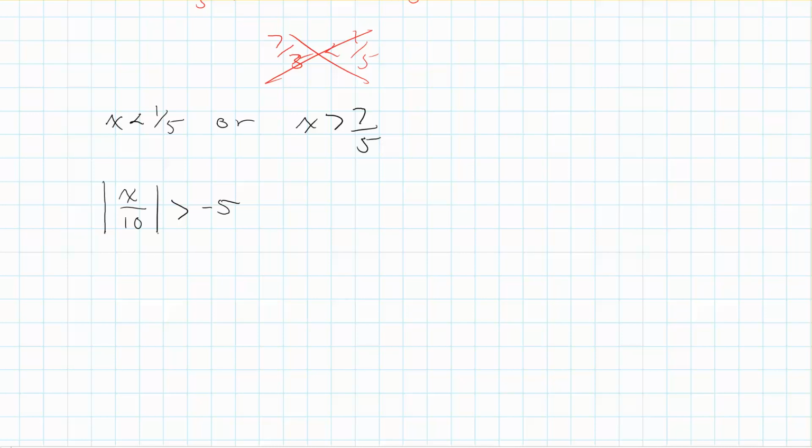Well, let's think about this for a second. As we said, a computational way of doing absolute values is always making everything positive, right? Well, that means any value of x I put in here is going to wind up being either 0 if I put 0 in, or a positive number. Positive numbers are always bigger than negative numbers. And so this is actually true for all real numbers. So the solution is all real numbers.